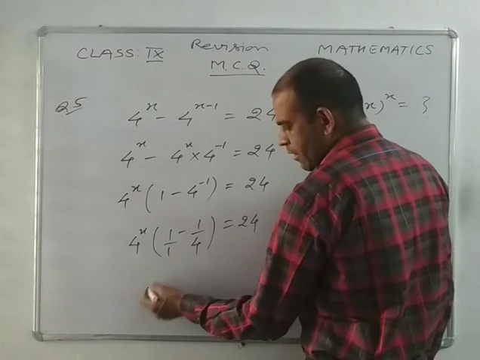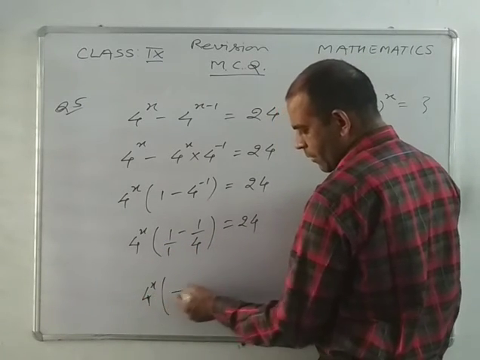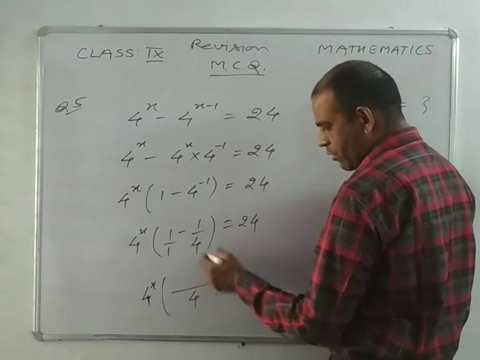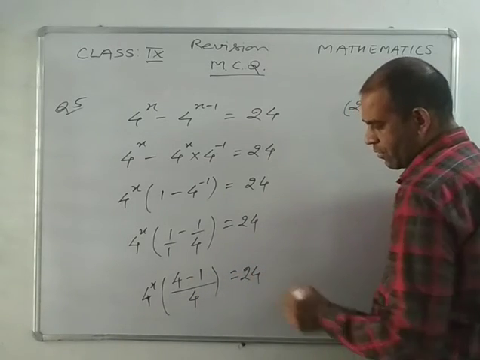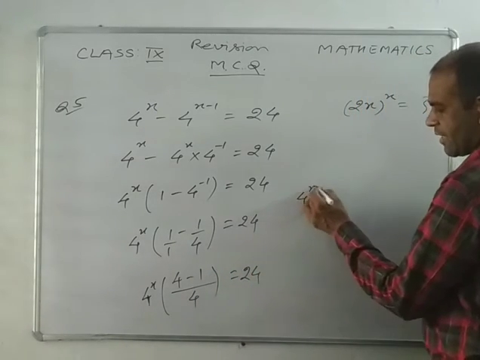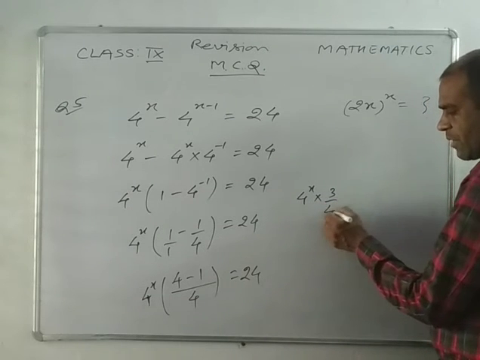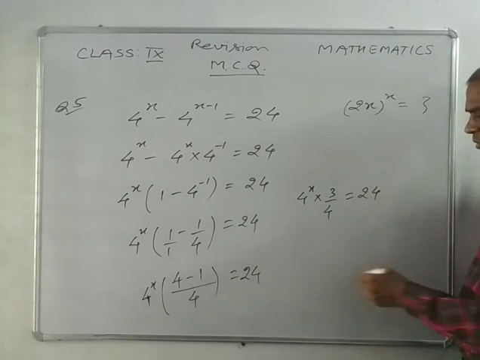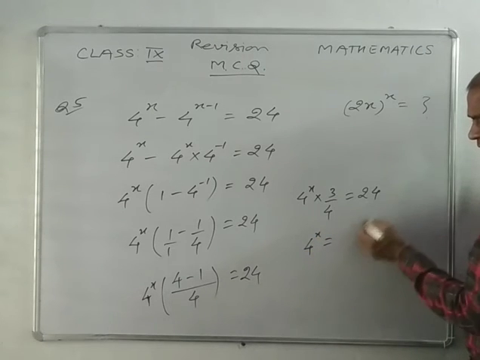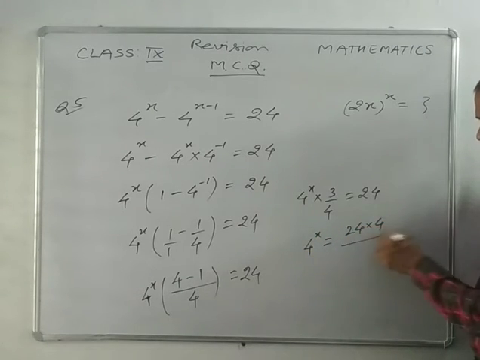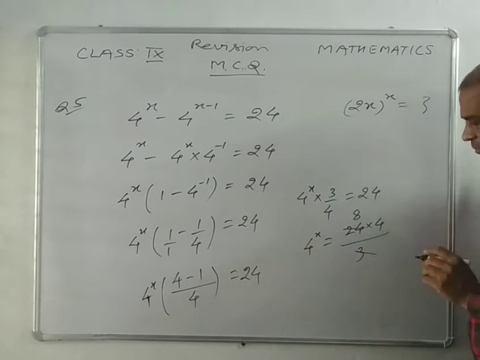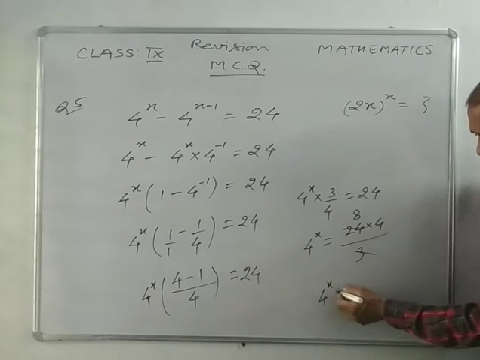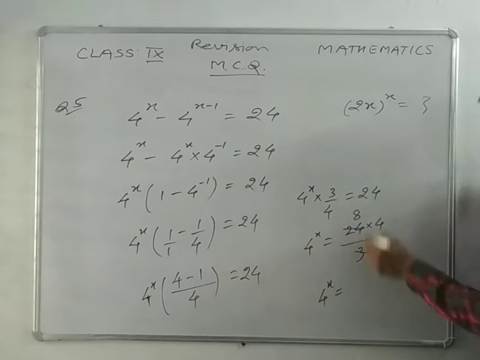Upon 1 and taking LCM, the LCM of 1 and 4 is 4, 4 1 the 4, 1 into 1 1, this is our 24. In the next term 4 to the power x, 4 minus 1 is 3 by 4 equal to 24, and 4 to the power x equals 24 into 4 upon 3, 3 8s are 24.